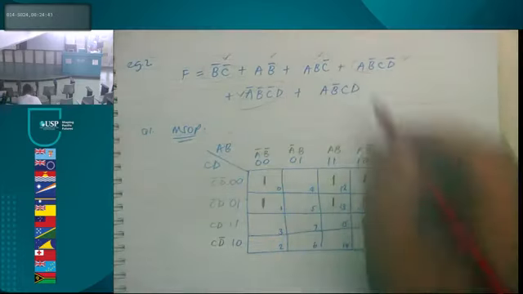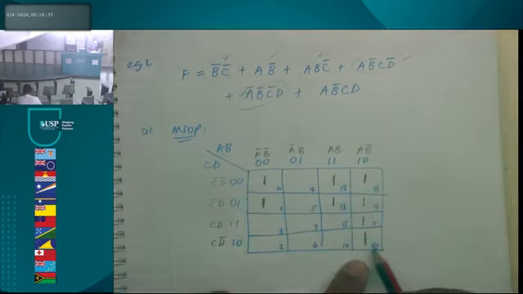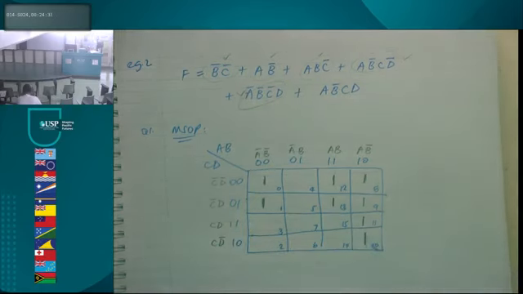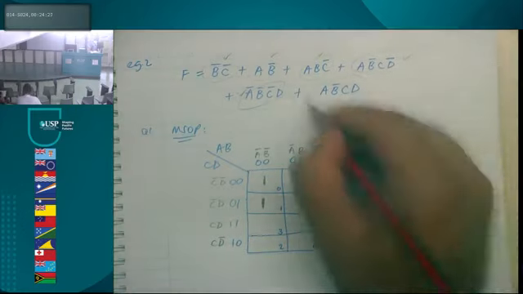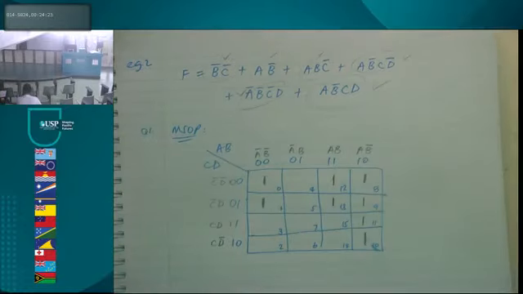Okay, now AB bar. All right, AB bar is down this way, and CD is this row here. That's there. Done. Okay. So how do we handle this, guys? So that's it. We have covered all the min terms. All the min terms from our original function have been covered. Okay, so everyone is happy there.